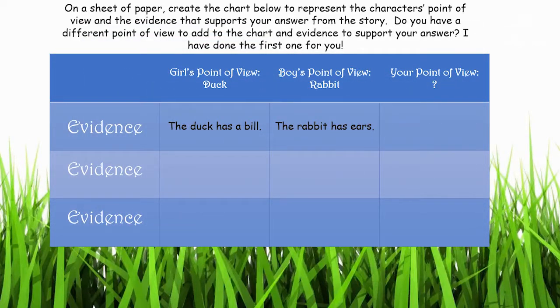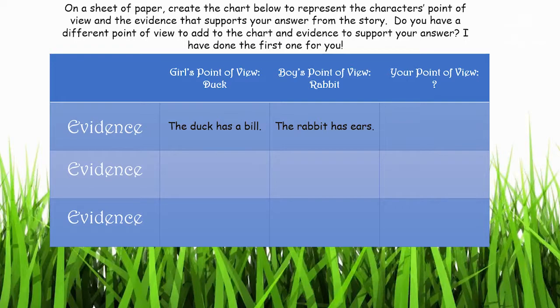On a sheet of paper, create the chart below to represent the character's point of view and the evidence that supports your answer from the story. Do you have a different point of view to add to the chart and evidence to support your answer? I have done the first one for you.